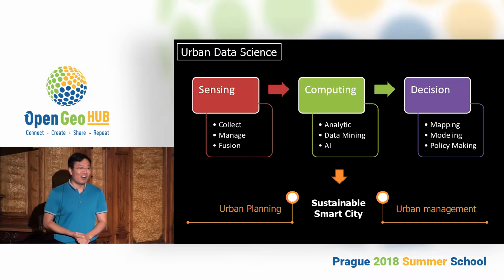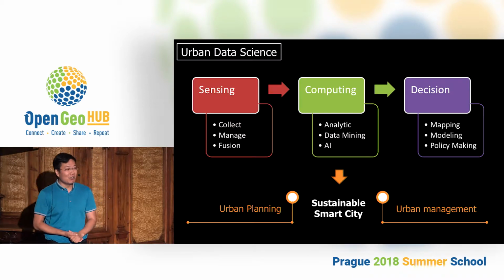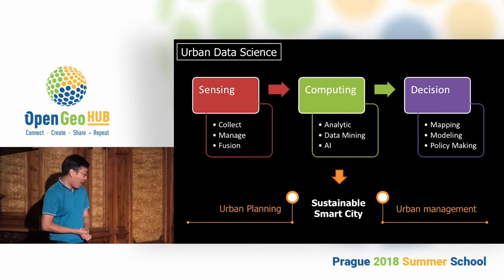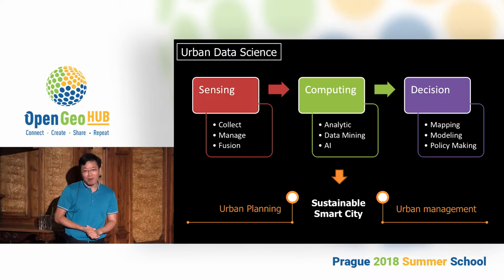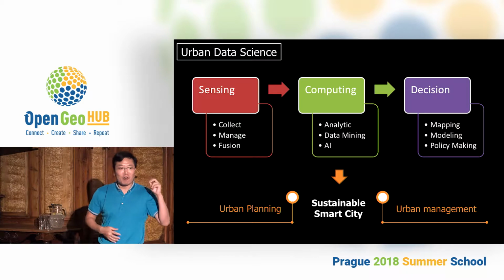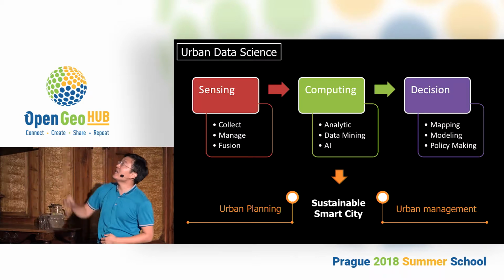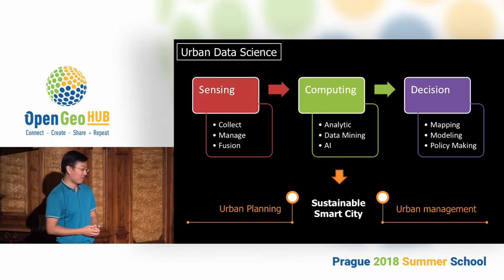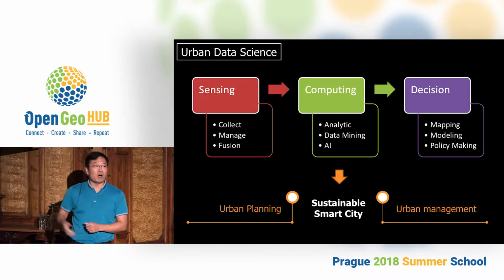So we come to urban informatics 2.0. It means urban data science. That means we can use this kind of new technology to sense our city, compute our city, and make better decisions for our city to achieve a sustainable smart city.